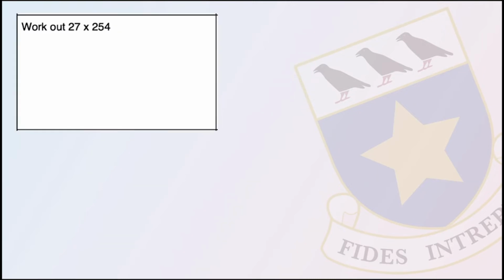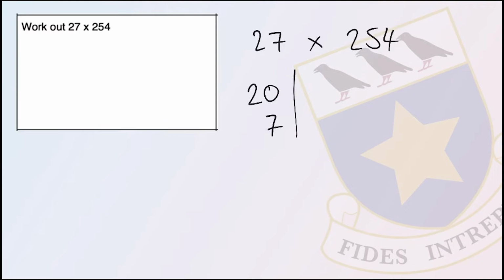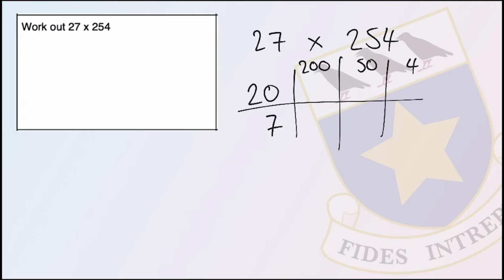Next question is going to be 27 multiplied by 254. Now there's a few strategies you could take here, but I am going to do a sort of grid method. So I'm going to write down 20 and 7 here. I'm going to write down 250 and 4 here. So we've got 254 multiplied by 27. And now I just need to multiply each of the parts together.